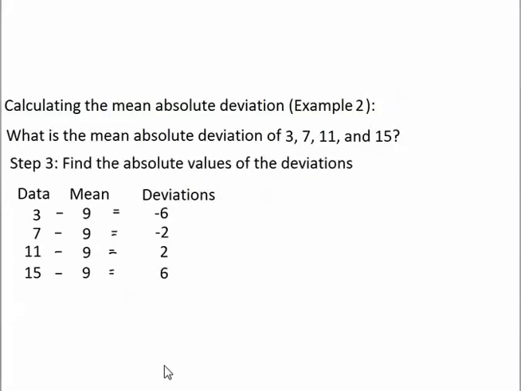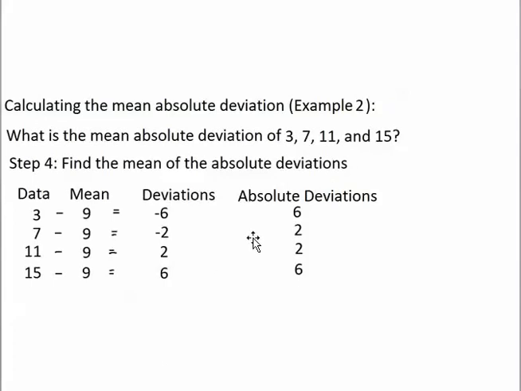The absolute deviations just take off the negative signs. So this right here, this 6, just means that 3 is 6 away from the mean of 9. This 2 right here means that 7 is 2 away from the mean of 9. And the same thing here. This 2 means that 11 is 2 away from 9. And this 6 means that 15 is 6 away from the mean of 9. These are just the distance from each data value to the mean. By averaging them, we get the average distance to the mean, which is the mean absolute deviation.